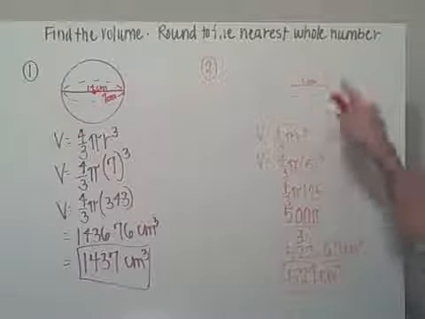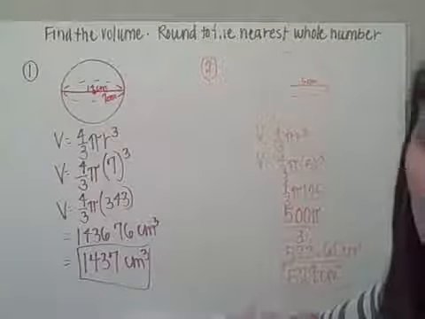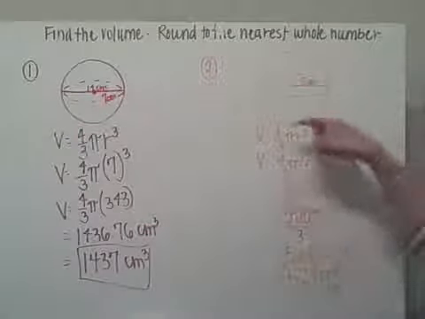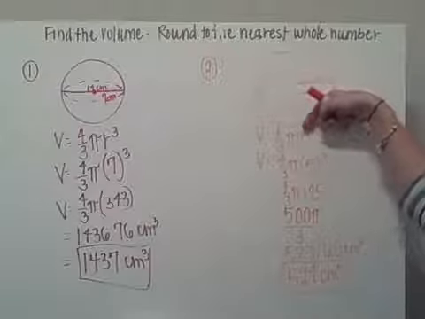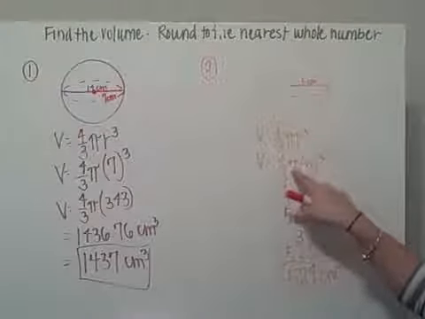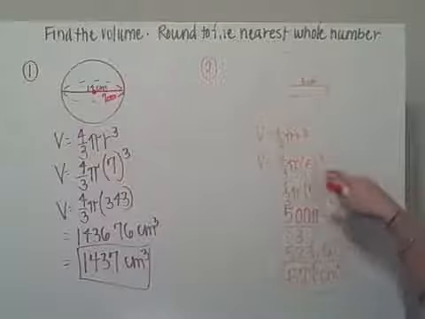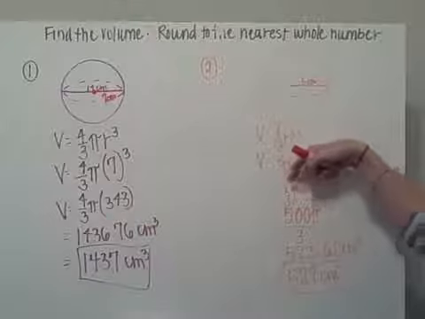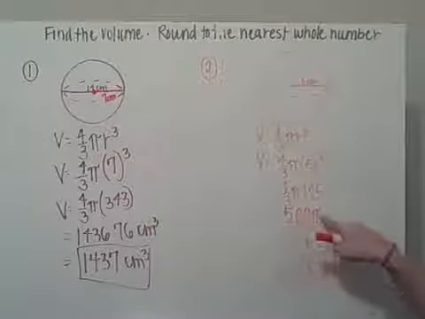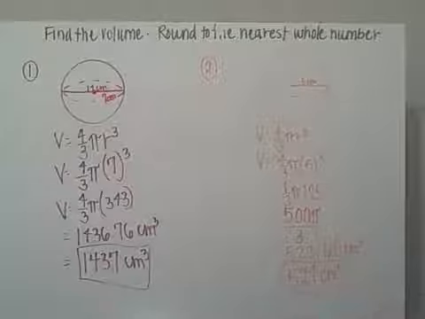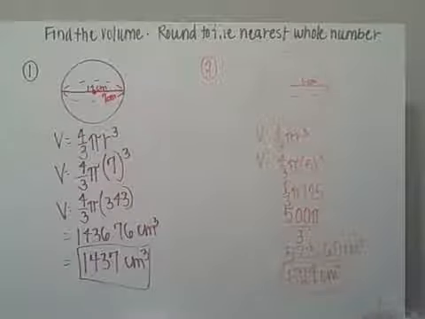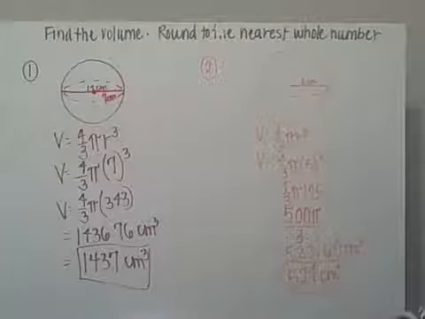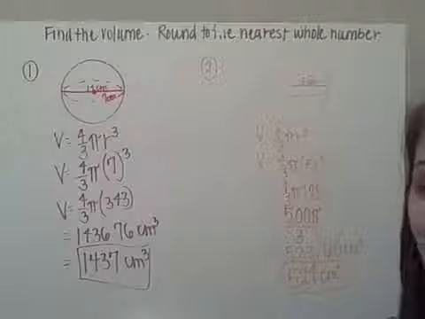Let's look at another example. Here, they just gave us the radius, so we did not have to cut it in half like we did the diameter in number 1. So we have 4/3 pi times the radius cubed. So 4/3 pi times 5 cubed. 5 cubed is 125. 4 times 125 is 500 pi. Divide by 3, you get 523.6 centimeters cubed. Round this to the nearest whole number. We get 524 cubic centimeters.